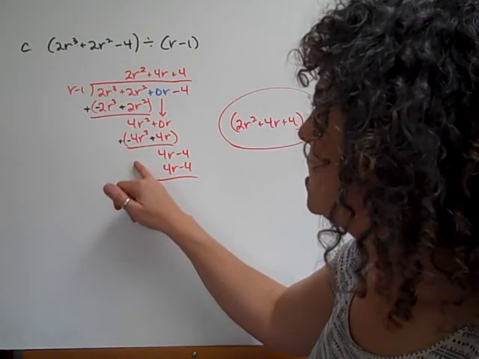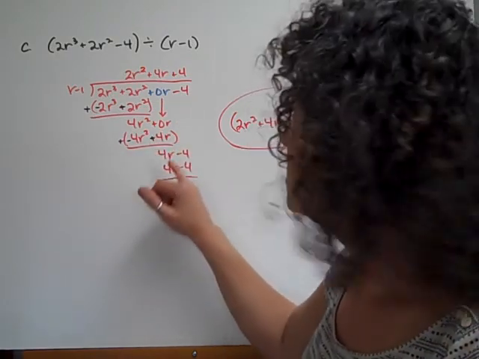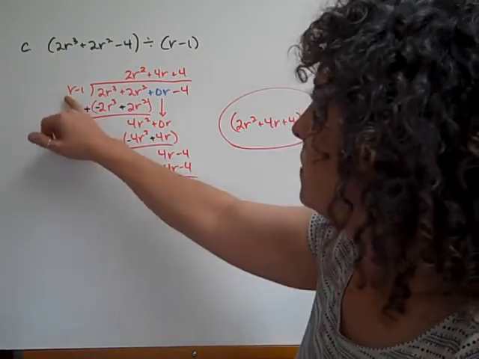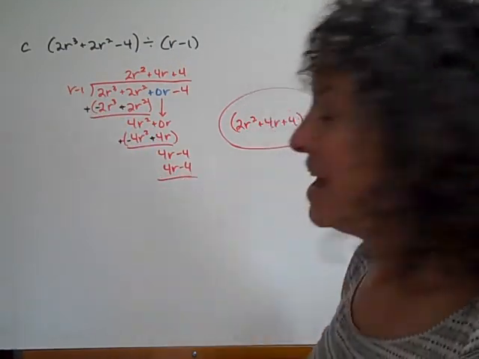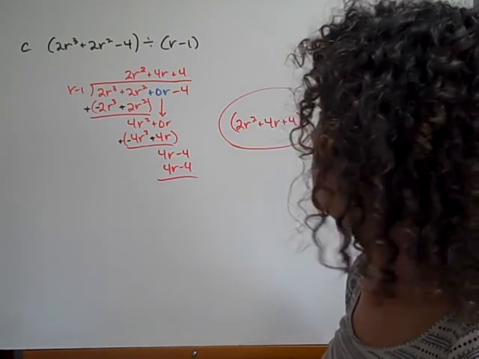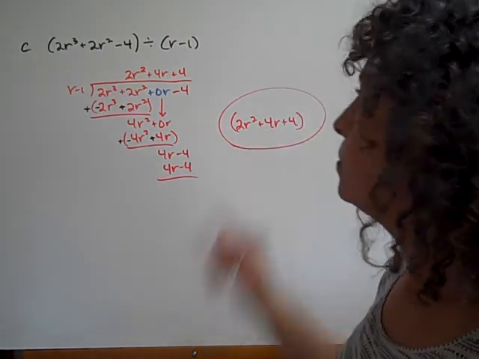Again, I'm subtracting. I'm going to change that to adding the opposite. So I bring this down. I get 0. 0r plus 4r is 4r. 4r divided by r is 4. 4 times r minus 1 is 4r minus 4, and I end up with no remainder there. So I end up with 2r squared plus 4r plus 4.